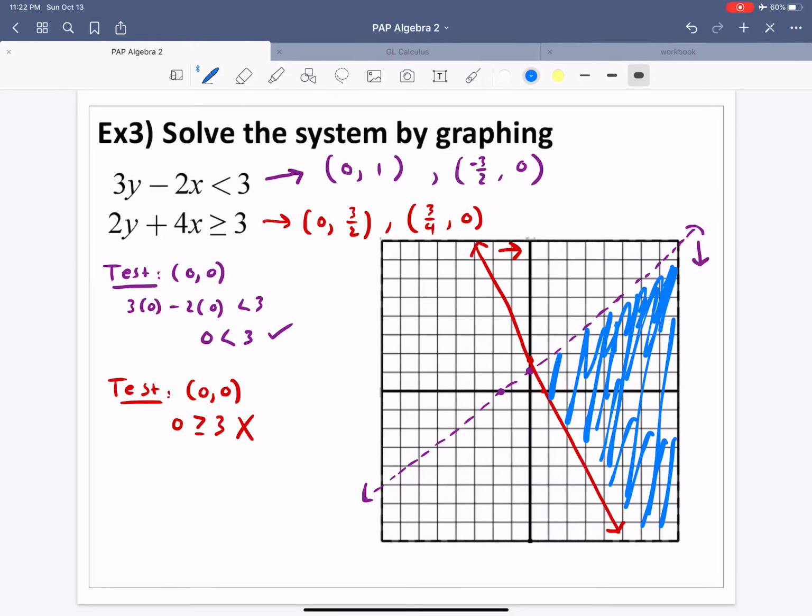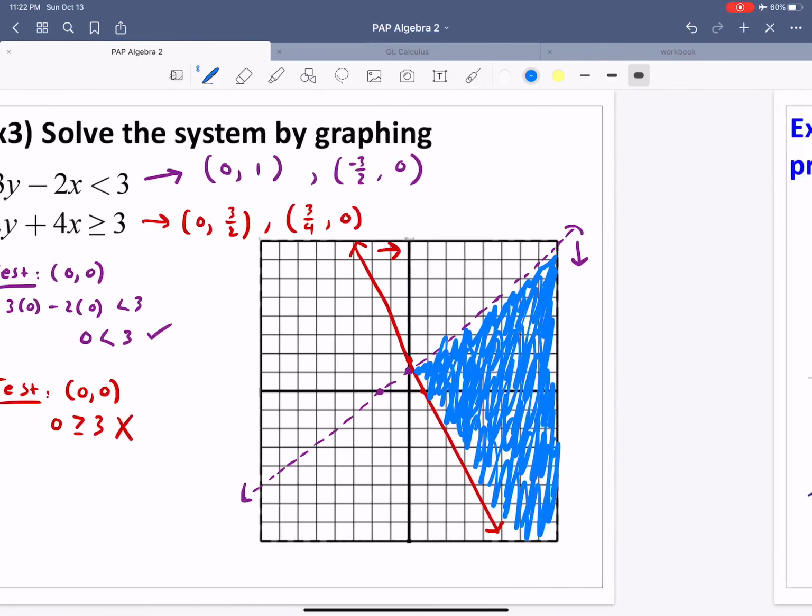And again, this overlapping shaded region represents all the combinations of x and y. Hopefully you're not super OCD because I'm not going to be able to shade all that in, sorry. But this represents all the combinations of x and y that make this system of inequalities true.